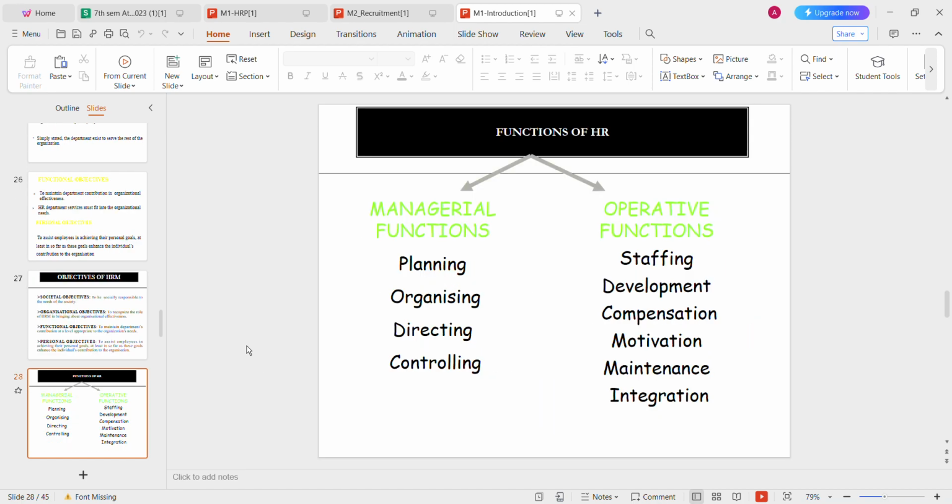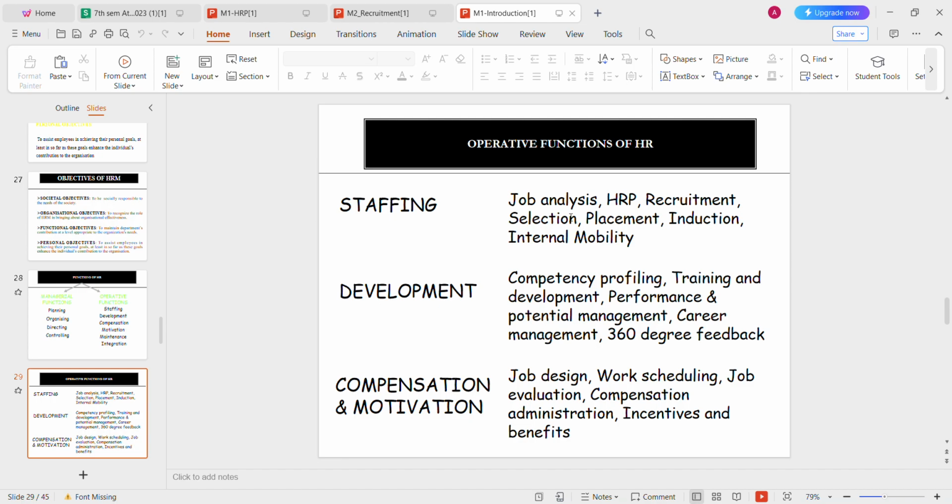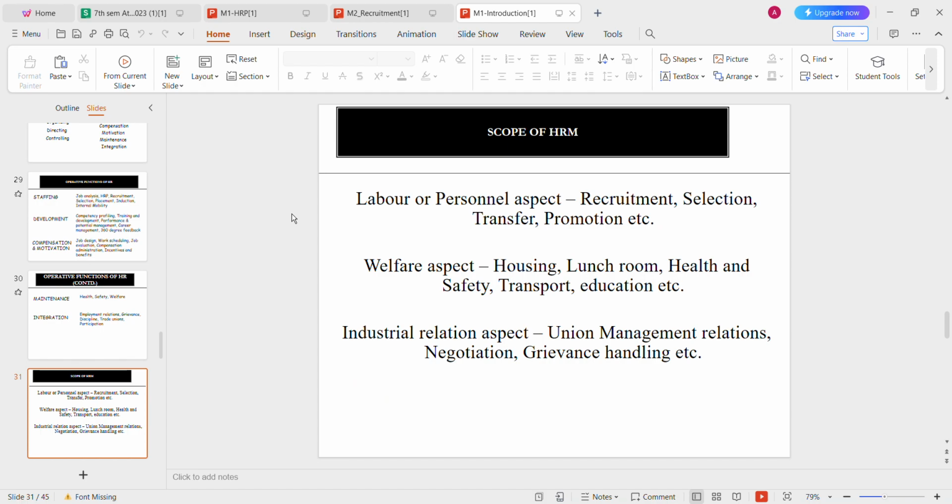The next very important topic is the functions of HRM. The two major functions of HRM are managerial functions as well as operative functions. Managerial functions are planning, organizing, directing, and controlling. In operative functions, what are the functions? Staffing, development, compensation, motivation, maintenance and integration. First we are going to learn about each and everything.